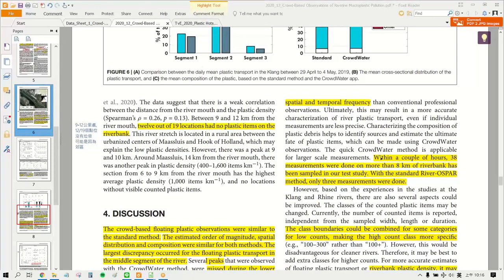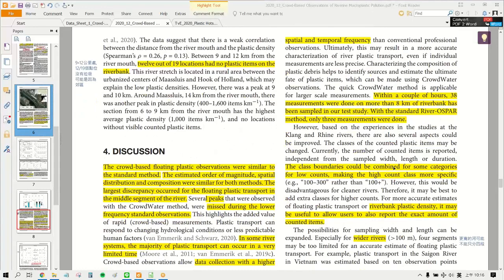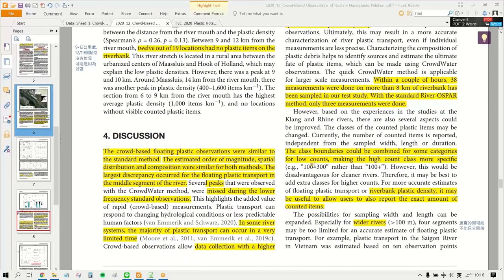And so this collection is very quick. Within a couple of hours, 38 measurements were done, and more than 8 kilometers of riverbank were sampled in our test study. With the standard river OSPAR method, only 3 measurements were done. The class boundaries could be combined for some categories with low counts, making the high count class more specific. There are some improvements here, and suggestions for further improvement.